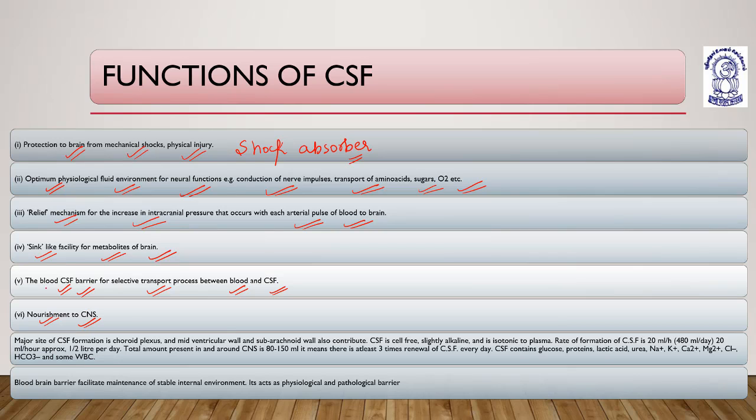Now, the major site of CSF formation is choroid plexus. Along with choroid plexus, mid-ventricular wall and subarachnoid wall also contribute in the formation of cerebrospinal fluid.